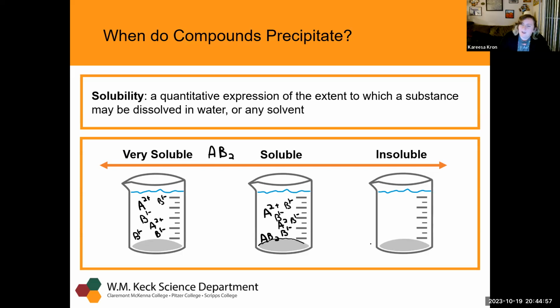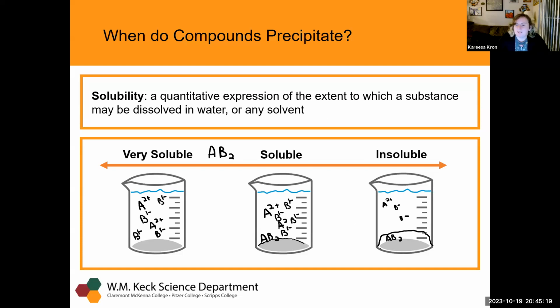If we're talking about something insoluble, if you add it to the beaker, normally we have a lot of AB2 on the bottom, and then maybe we have just a little tiny bit dissolved. So it's not to say that none dissolves, but that very little dissolves. So most of it is hanging out at the bottom as solid.